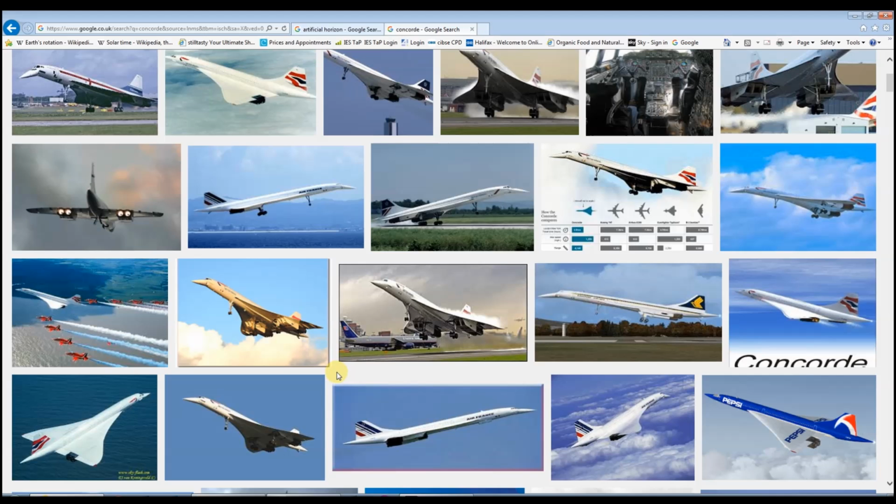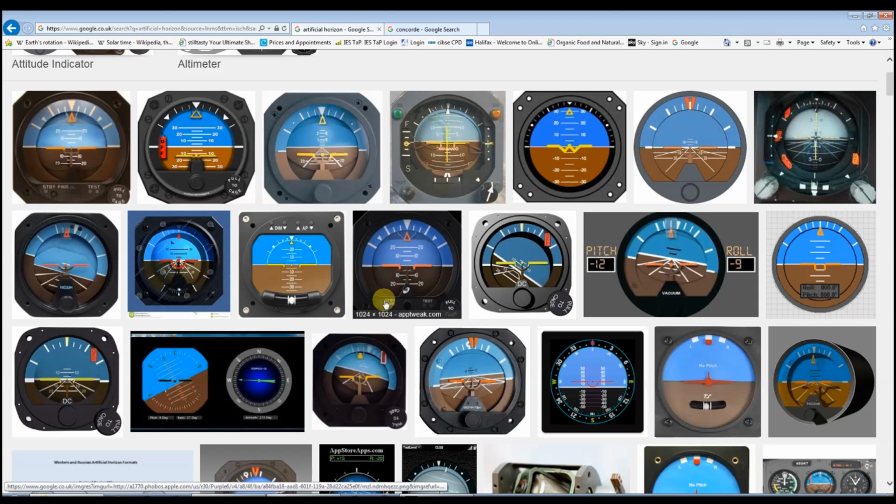and that really presses the point that I'm trying to make in this video with regard to Artificial Horizons, these instruments. So I'm going to show you a couple of brief videos on how these things work, so stay tuned.